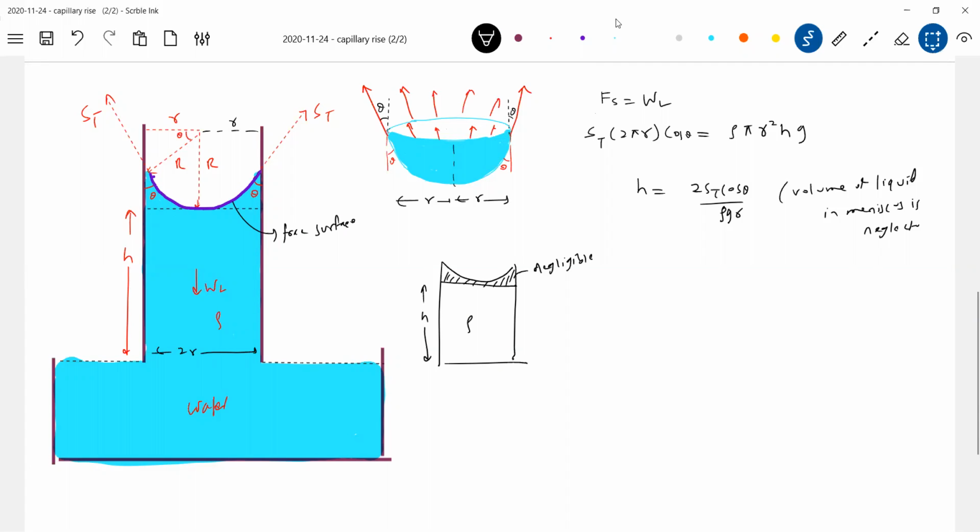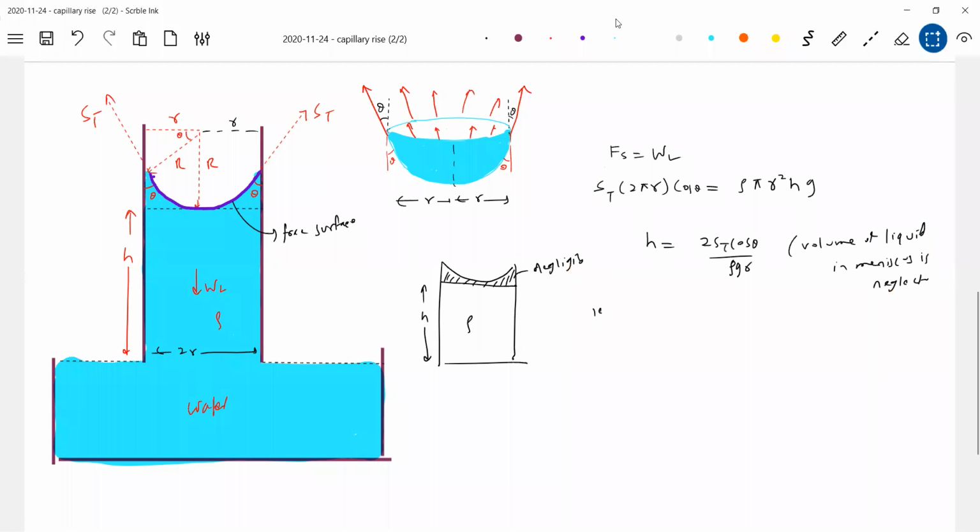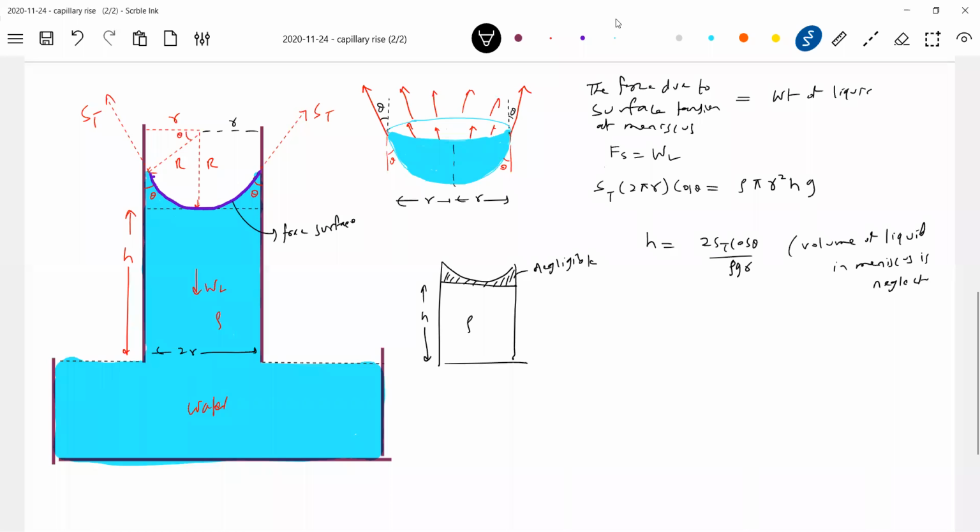So what is the basic overall theme of this? The force due to surface tension at the meniscus is equal to the weight of the liquid column in the capillary tube. Finish. From this idea we have proceeded here.